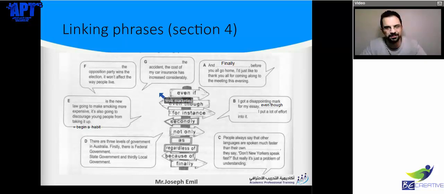I always need to remember to speak slowly. People always say that other languages are spoken much faster than their own. They say, don't New Yorkers speak fast? But it's really just a problem of understanding. Here they have given you a general sentence, followed by explanation. So it can be an example, or it's actually an example. Okay? So you can say for example, or of course the word written here is for instance.